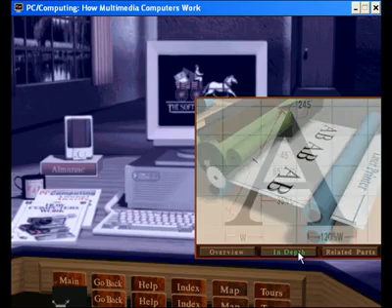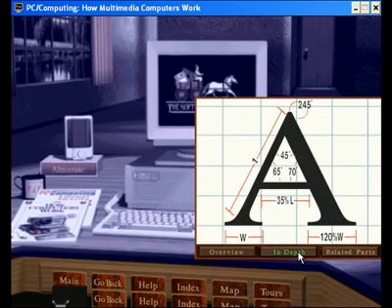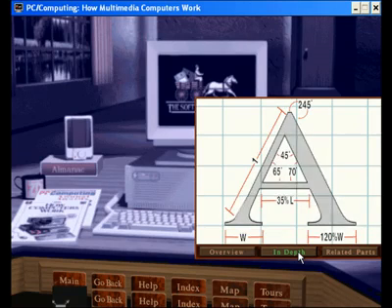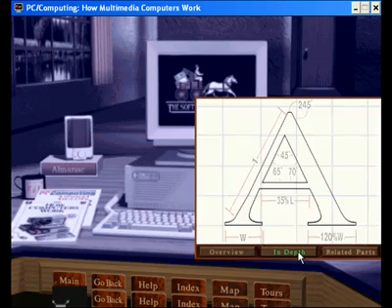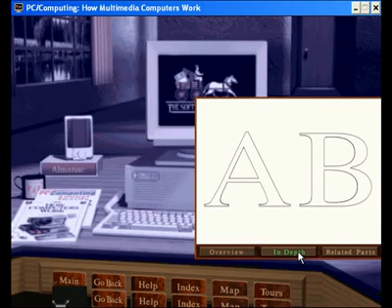Laser printers generally use PostScript and TrueType fonts. These are called outline fonts. This is because the instructions for making the font consist of only the shape of the letter, not its size or the pattern used to fill in that shape. This makes the font flexible.